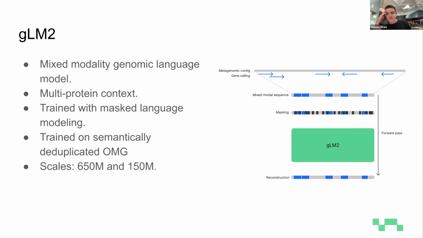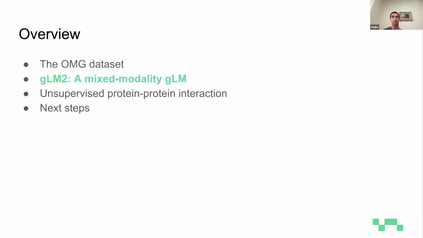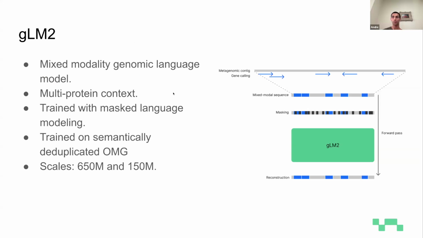Yeah, sounds good. Okay, so I'll briefly go over the GLM model that we trained. We train it as a mixed modality language model. So we can tokenize both the amino acids as single tokens and the intergenic sequence. We use byte pair encoding tokens to compress those sequences more.